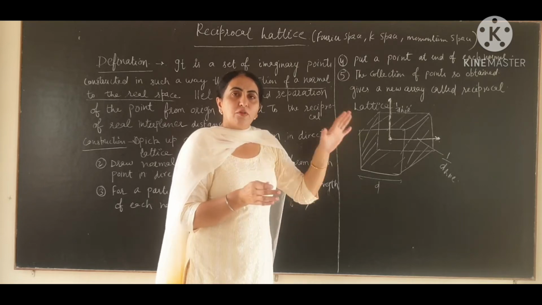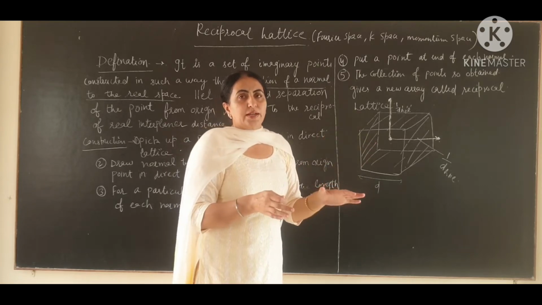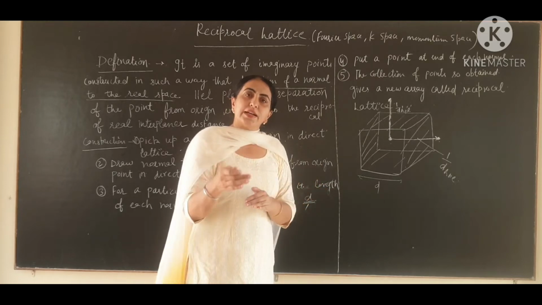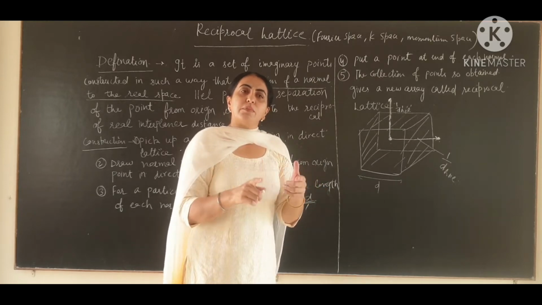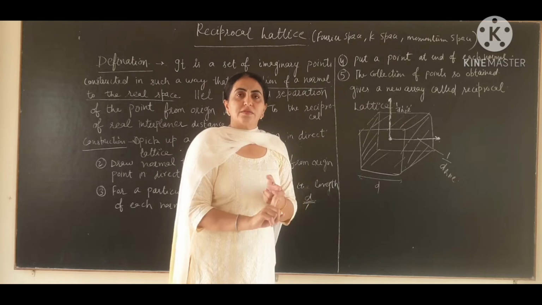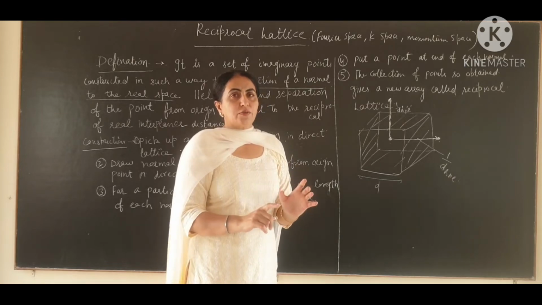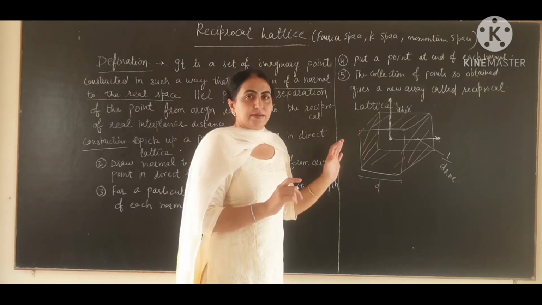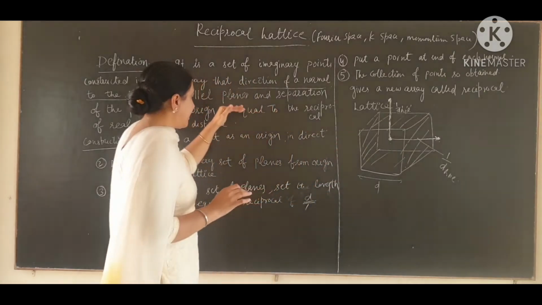These array of points becomes a reciprocal lattice. So in this way, reciprocal lattice can be constructed from a direct lattice. Clear? So that I write here.